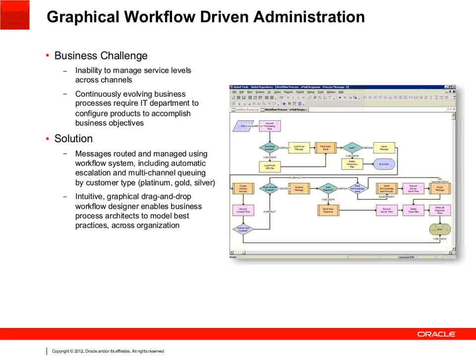Many times, companies have a difficult time managing their service levels across channels, or they force their IT departments to configure products to allow them to manage their business processes. Using Siebel email response with workflow, messages can be routed by customer value. So an email from a gold customer can be routed to an agent that handles all gold accounts, or messages can be routed to follow escalation rules that you as a company have set up.